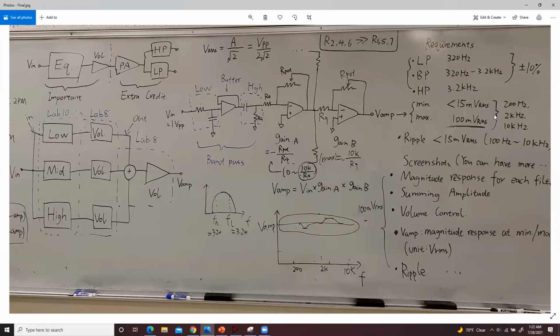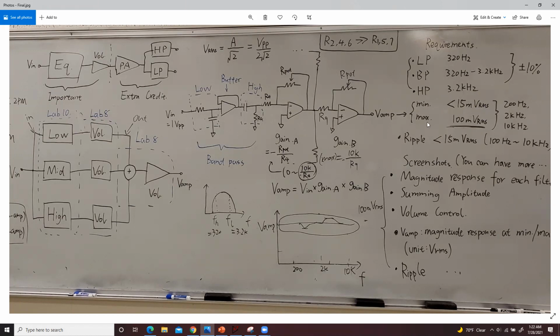When you check these values, you at least need to check those three frequencies: 200, 2K, and 10K hertz. Also, when you do the calculation, remember this unit is VPP and this unit is VRMS. You're going to use this equation to convert them to the same unit, then you can do the calculation. The minimum requirement is easy to satisfy as long as your circuit is built correctly. When you tune the potentiometer to minimum, you should be able to satisfy it.